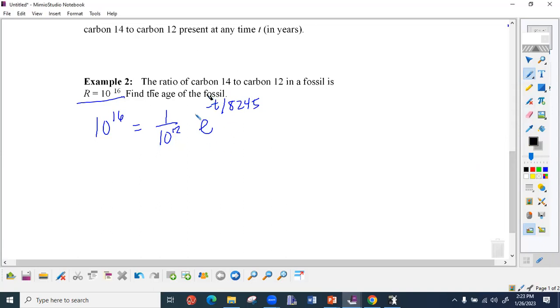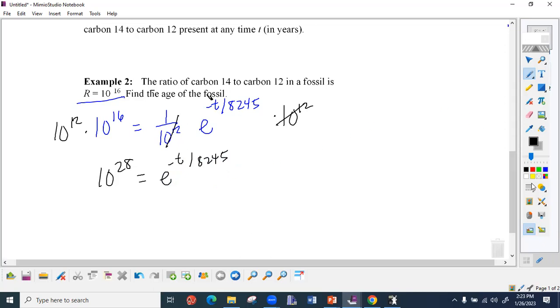Before we can get to t, we have to get rid of 1 divided by 10 to the 12. If I'm dividing by 10 to the 12, that means I'm going to multiply by 10 to the 12, and what I do to one side, I do to the other side. So this cancels. Exponent rules: when you're multiplying exponents with the same base, you add your powers. So this becomes 10 to the negative 4 equals e to the negative t divided by 8,245. You want to keep exact values as long as possible, so do not feel like you need to put 10 to the 12 in the calculator yet. You want to keep it going until the very end.